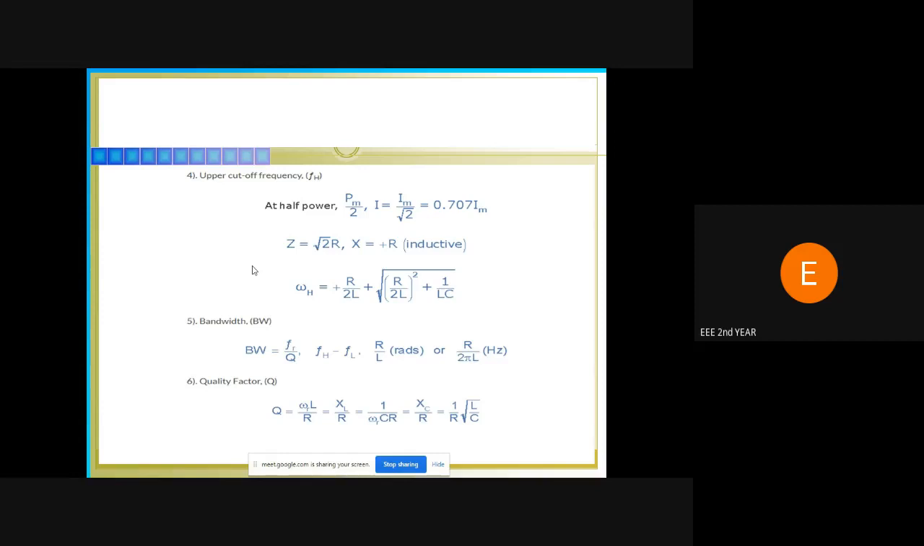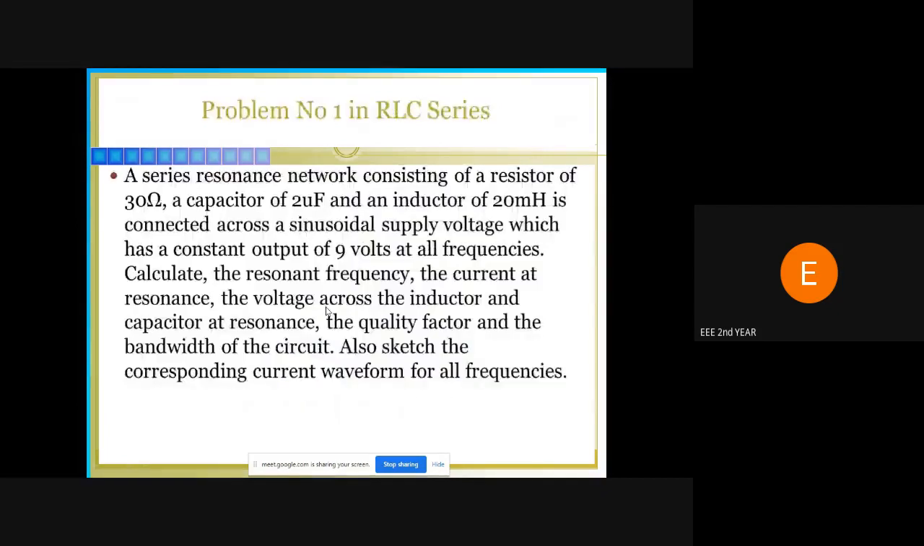Q is equal to omega r L divided by R, that is XL divided by R, and for the capacitor, 1 divided by omega r C R, that is XC by R. When you equate this and calculate, you get 1 divided by R root of L by C. You have to remember these things, then only we can solve the problem.